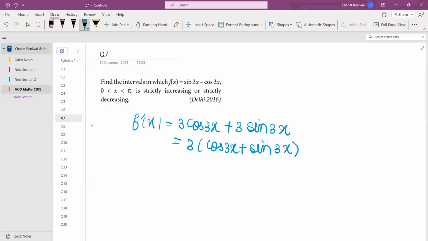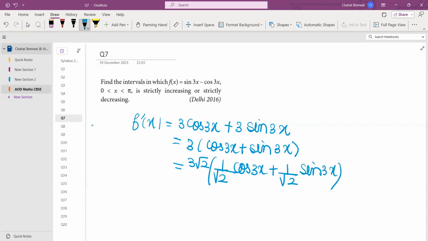I don't want to deal with cos 3x and sin 3x. I want to deal with only one trigonometric term. So I'm going to take 3 root 2 and take 1 by root 2 inside. We can write it as sine pi by 4 and this as cos pi by 4. So sine A cos B plus cos A sin B becomes sine of 3x plus pi by 4.